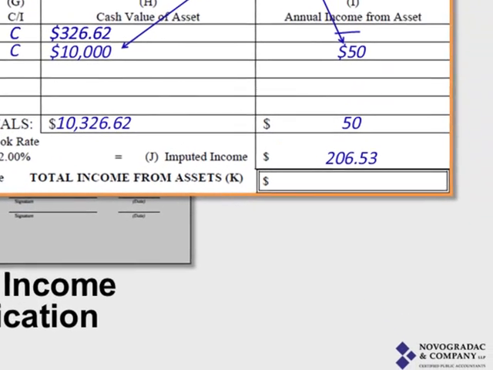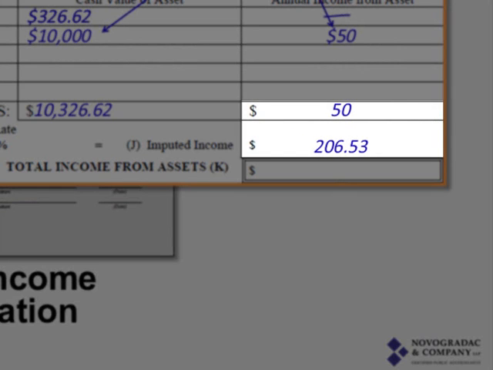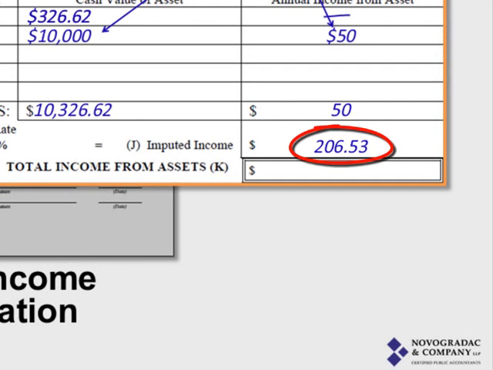For item K, you take the greater of the total of column I or J imputed income. So the greater of those two numbers would be the $206.53. That would be our total income from assets for this household.